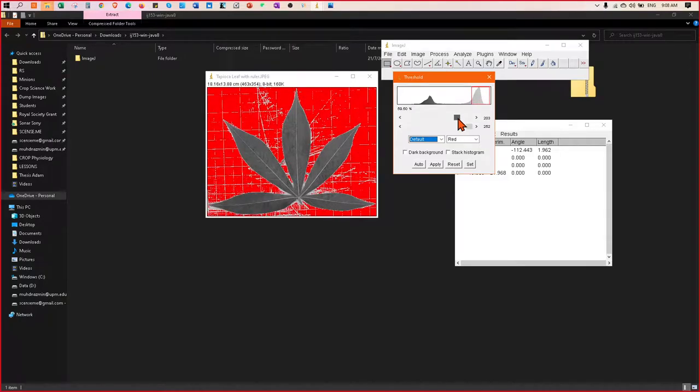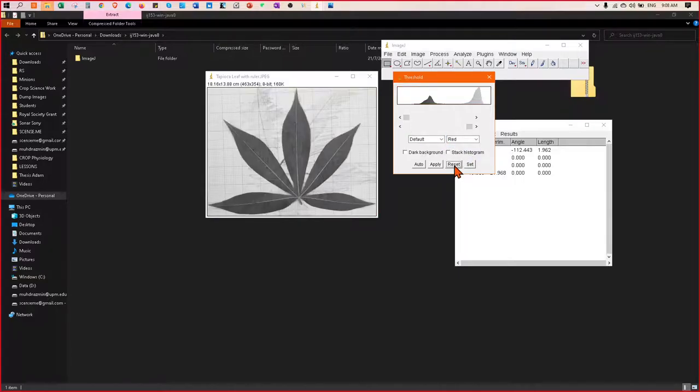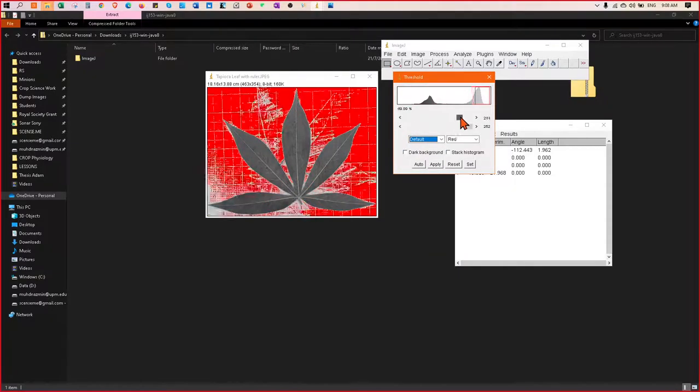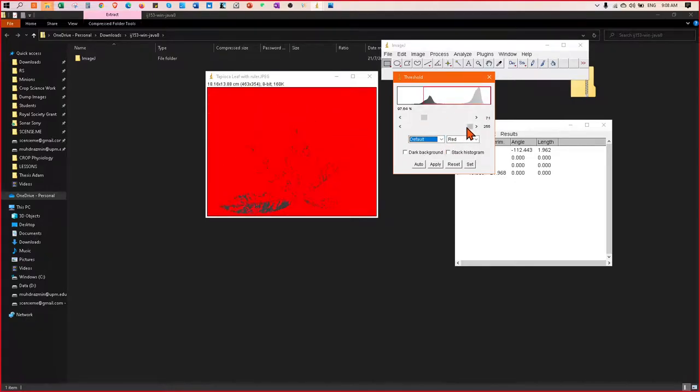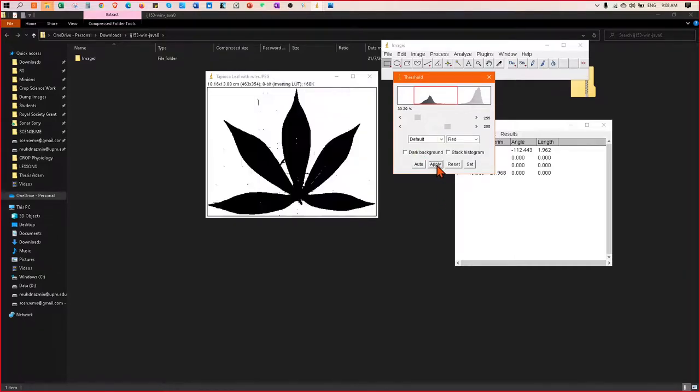But the more you move to the left, oh, why does it become like that now? Okay, let's reset that. What did I do wrong? I think, yeah, I want it that way. Yeah, that's two sliders, okay? So it highlights just your compound leaves here, and then you press apply.